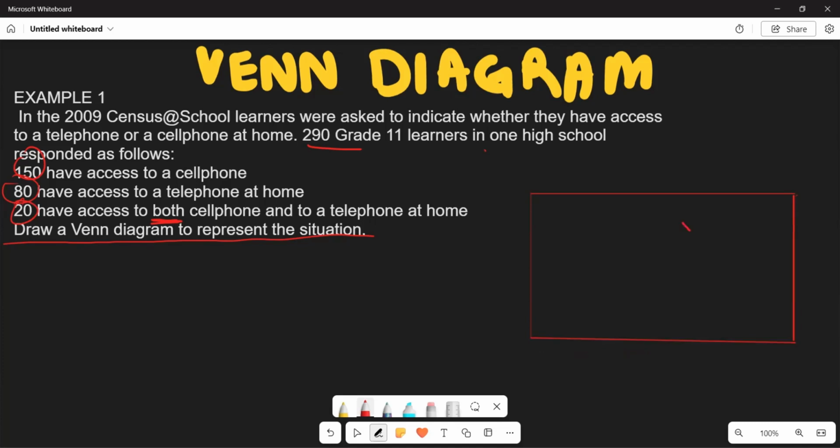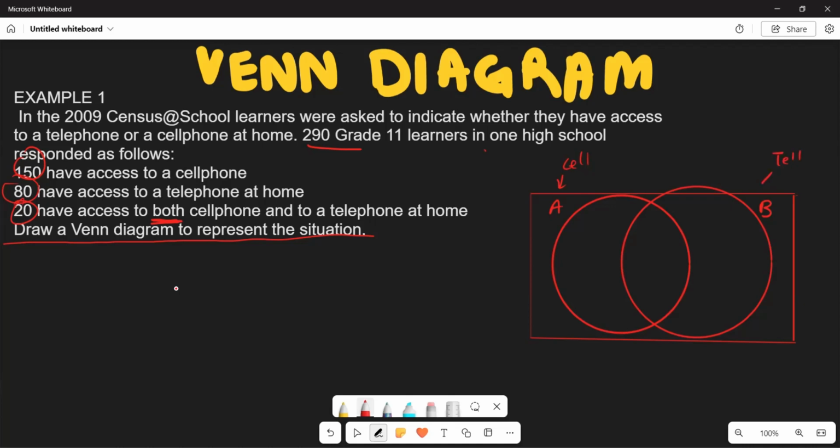And now you draw your circle, and you also draw another circle representing the other event. So this is your event A and this is event B, right? Are we together? Now let's look at this. Event A represents the cell phone, and the other one represents the telephone, right?